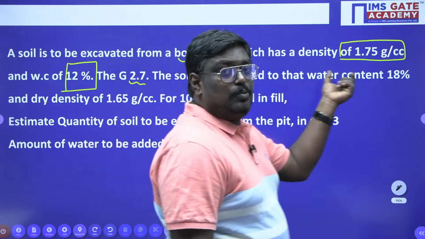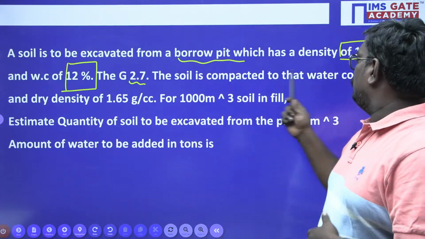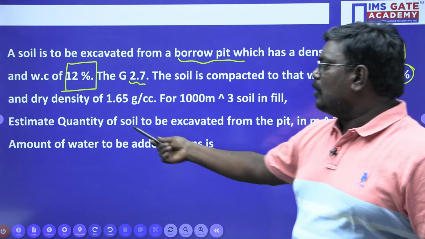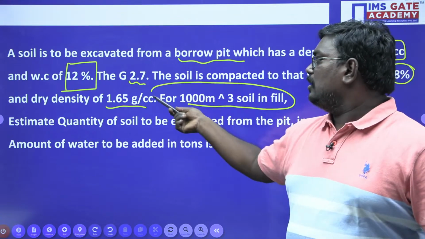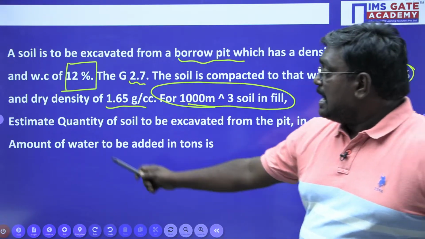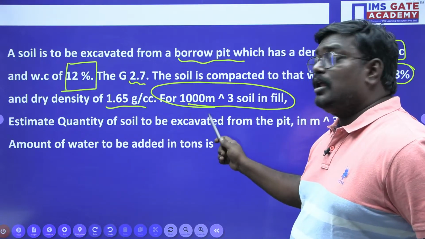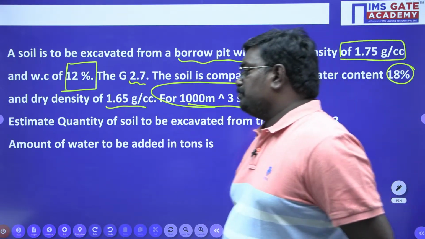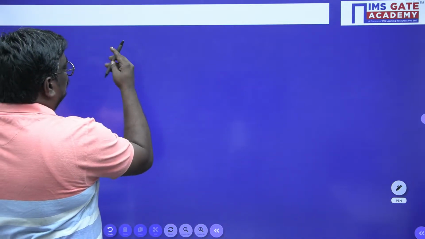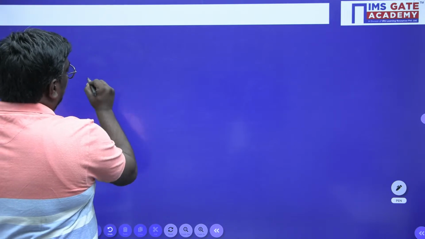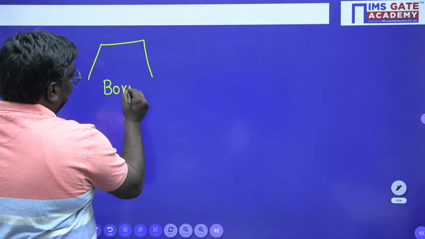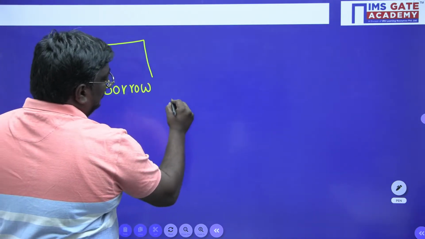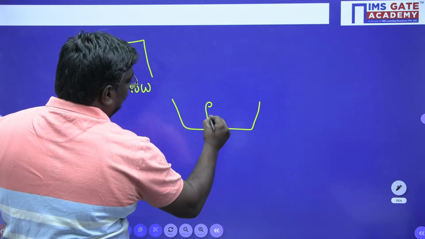The soil is to be compacted to a water content of 18 percent and 1.65 gram per cc for a 1000 meter cube of fill. For a 1000 meter cube of fill, estimate the quantity of soil to be excavated from the pit. So here there are two things, students. One is the borrow pit, and the other we will call the fill.